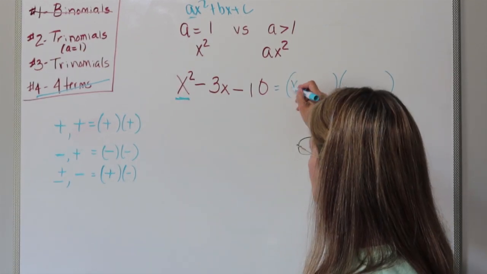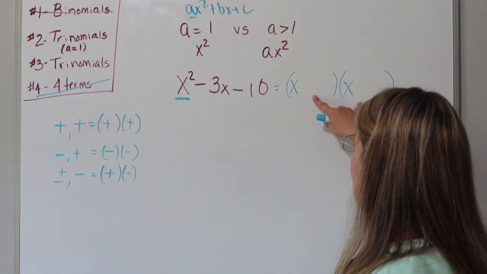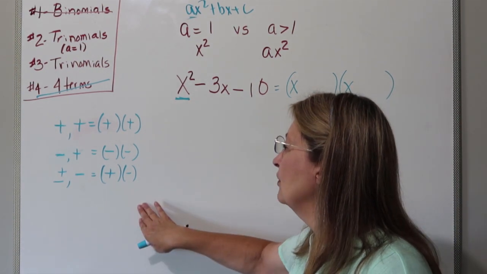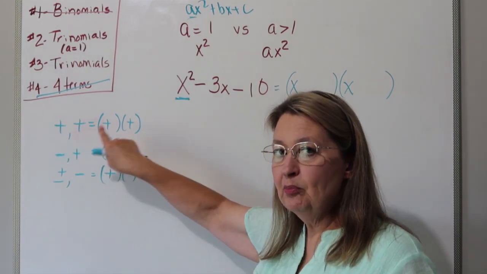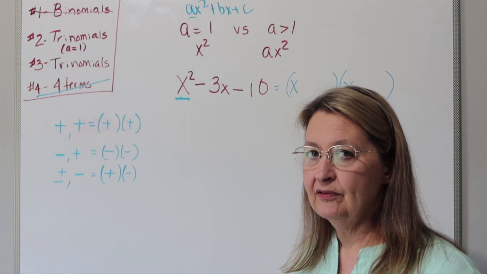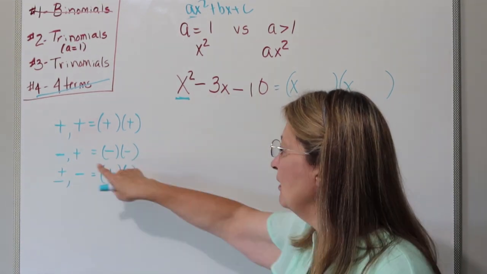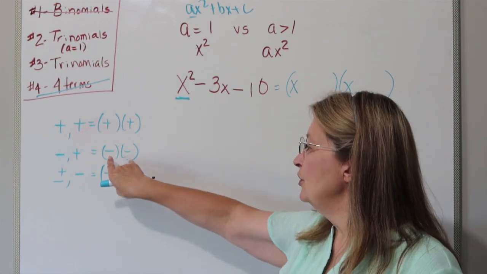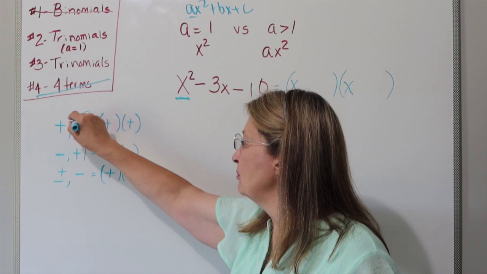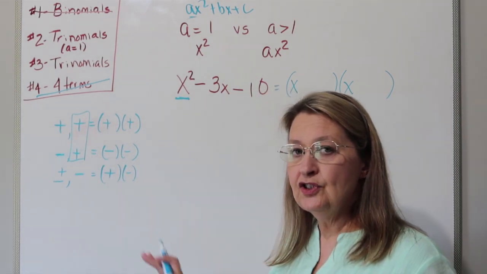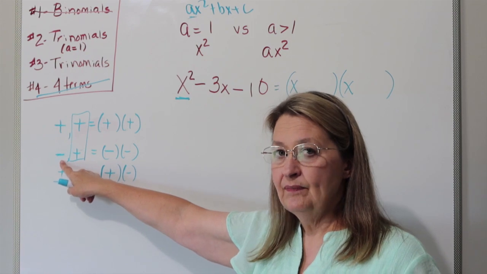The first term in each binomial is going to be x. So now let's think about the signs that go in here. I have a little chart. If your trinomial has a plus and a plus, then your binomials will have a plus and a plus. If your trinomial has a minus here, but a plus in the second position, then you're going to have two minuses. So in other words, if your second sign is a plus sign, your signs are going to be the same, and they're going to be whatever this is.